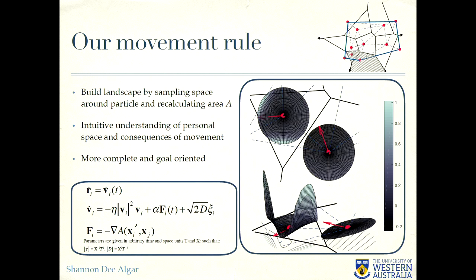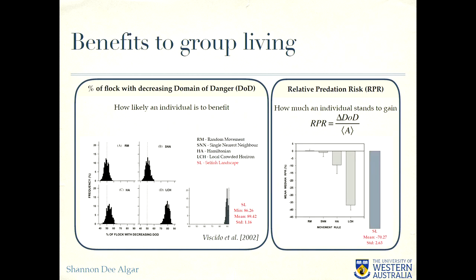Okay. So, let's see how we go. These are the typical metrics that are used to assess selfish networks and the behavior of selfish models. Essentially, we would like two things. We want the majority of our flock to benefit, and we would like those that do benefit to benefit well. Certainly more than random motion, and preferably more than everyone else's model. So, in the first metric, more of our flock benefits from following this rule. Our PDF has shifted to the right, good.